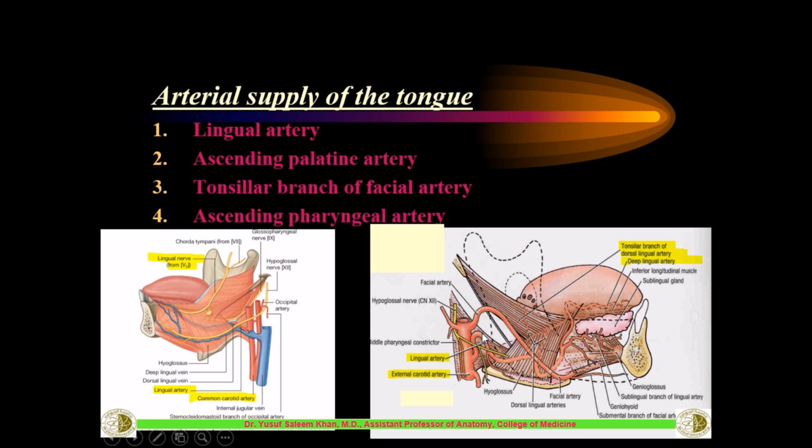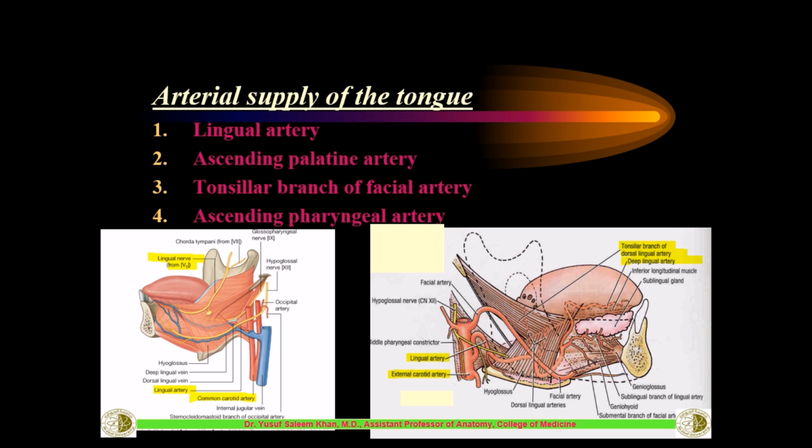The tonsillar branch, here you can see the facial artery. It has a tonsillar branch, which, if you can see here, they have shown the tonsillar branch of the dorsal lingual artery. Similarly, we also have a small branch from the facial artery, the tonsillar branch of the facial artery, which also supplies the tongue. Then we have the ascending pharyngeal artery, which also supplies the tongue.